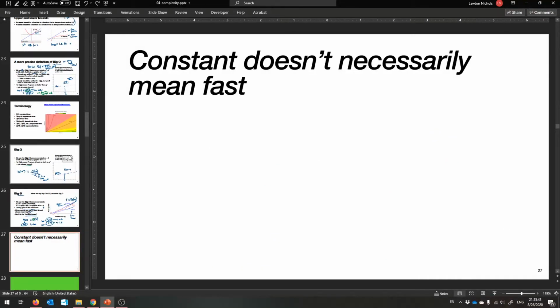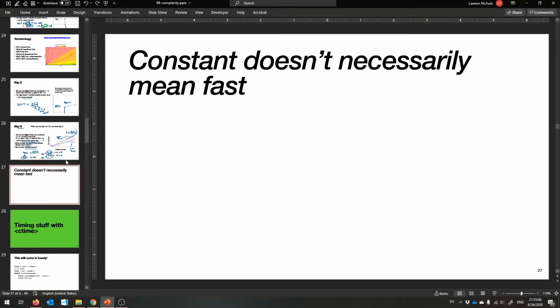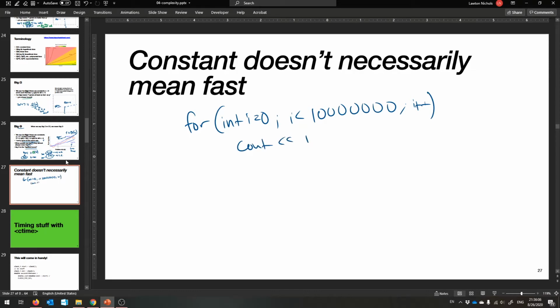Okay? And then finally for all this, I just want to drive the point home that constant doesn't necessarily mean fast. I can make a function, or I can make a for loop. I is less than 10 million. I plus plus. C out I or something. This is 10 million steps, constant time.